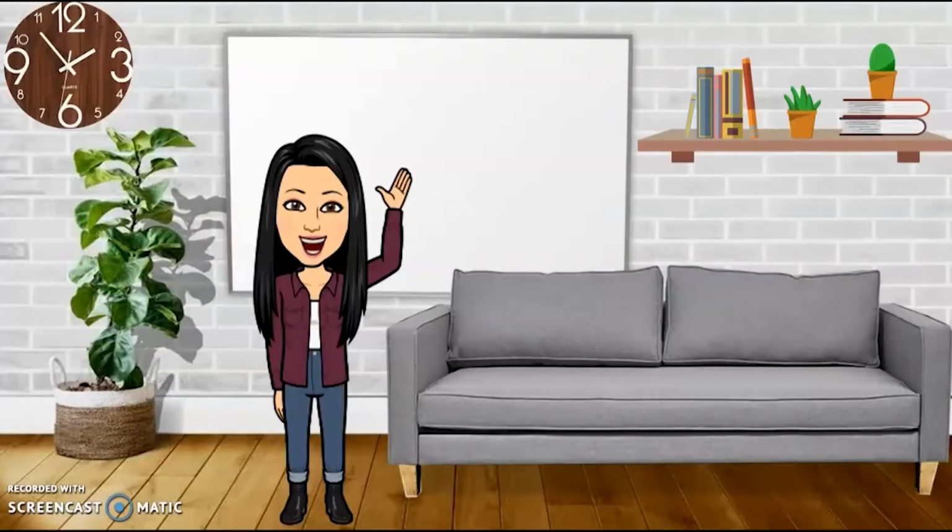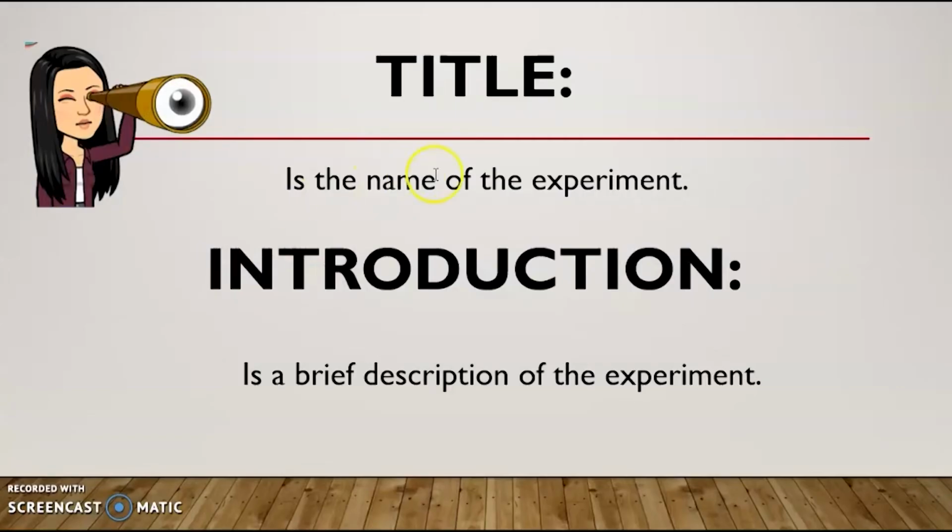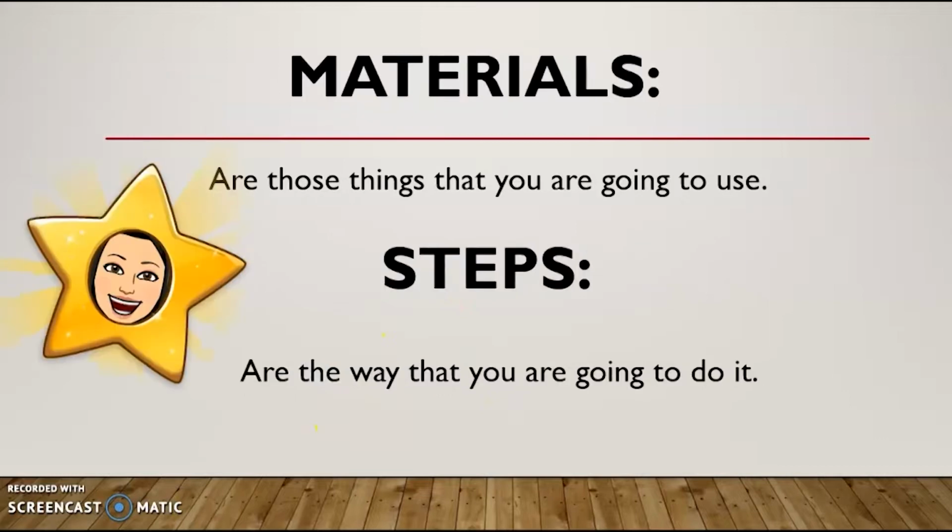Hello, students. We are going to learn which parts of written experiments are. Please pay attention to me. Take notes if necessary. Here we go. Let's start with the title. Is the name of your experiment? Then continue with the introduction. It's a brief description of the experiment.